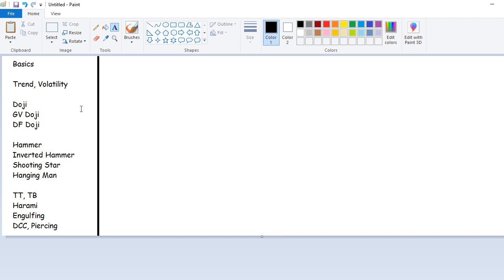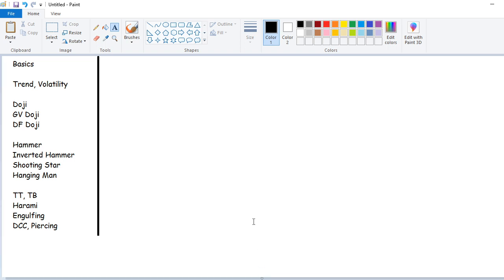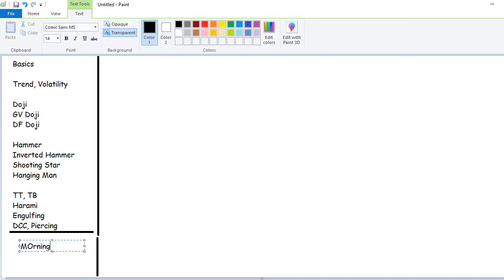Now let's go to the next level, and today we will finish candlestick formations. There are three-candle reversal formations, so we can identify reversals by using three candles also, which is nothing but morning star and evening star. There is nothing big to discuss about this.